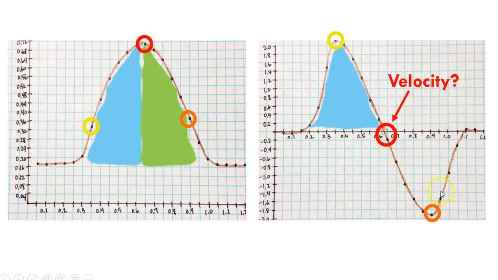Negative velocity means that the object is coming back toward the origin, in this case the motion detector. So we're going to shade that part of our velocity graph in green as well. And so we can see that even though our graphs look a little bit different when you first glance at them, they're showing the same motion and we can get the same information off of them.